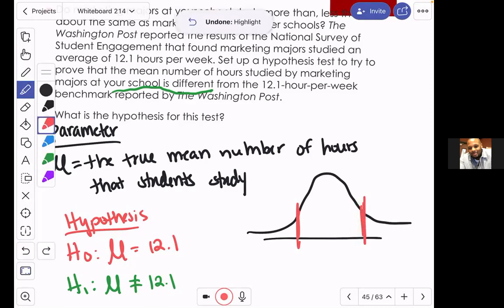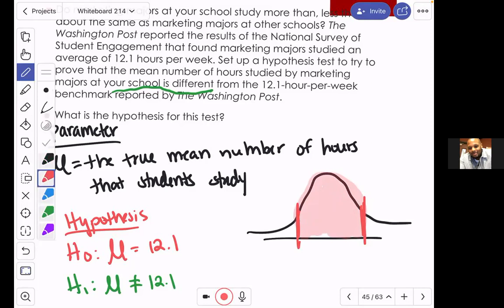Anything that falls inside of there is safe. These are all plausible values. But if it falls out here in these tails, this is our rejection region on this side. This is also a rejection region on this side. So here we're going to reject. So we call it a two-tail. You can fall in either tail and we'll reject it.